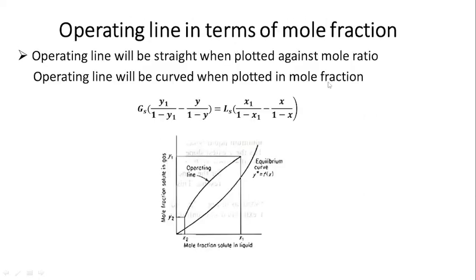And next is operating line in terms of mole fraction. If we draw the operating line in terms of mole ratio, the plot will be a straight line, but if we draw it on the basis of mole fraction, it will be a curved line. So here the operating line is a curved line when it is drawn in terms of mole fraction.